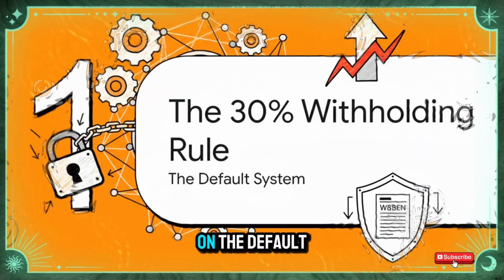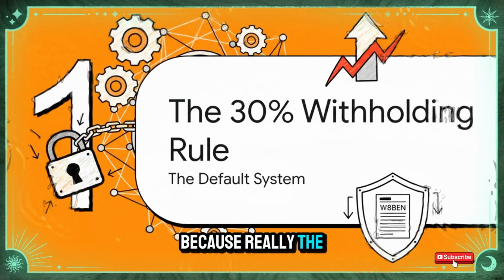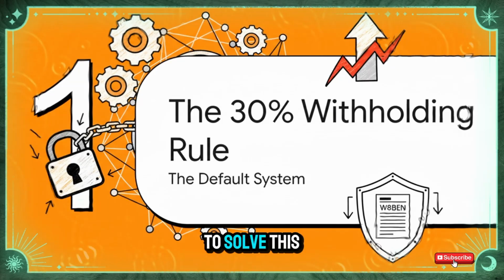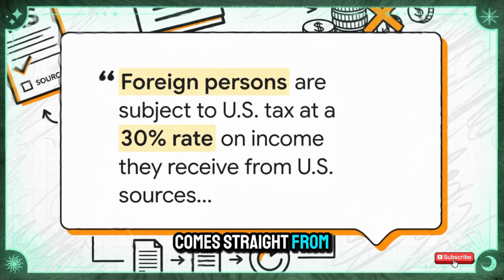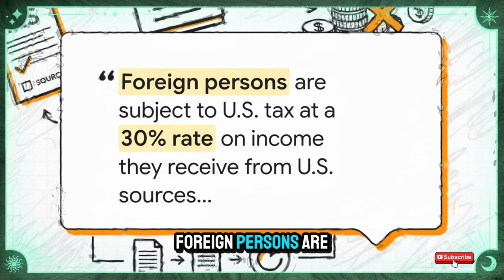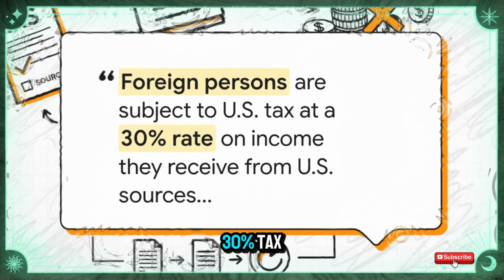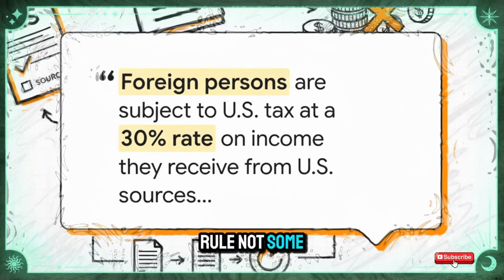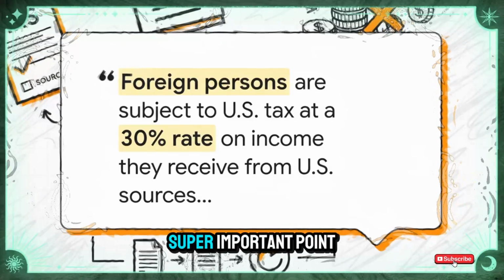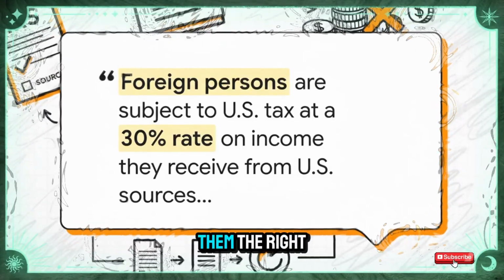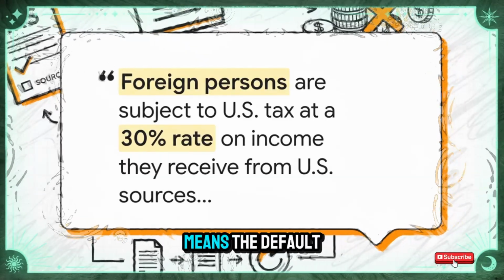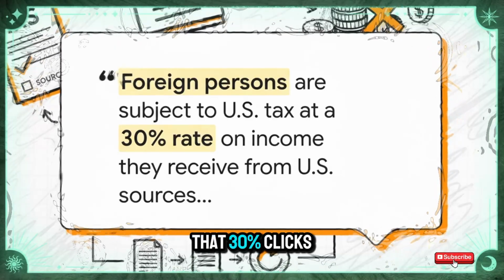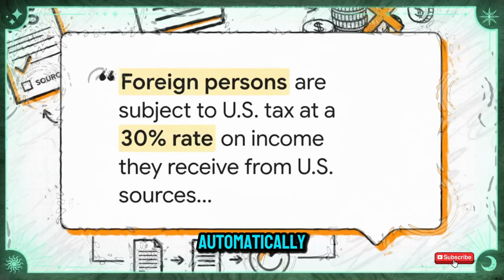We need to get a handle on the default system because really, the W-8BEN exists to solve this one big problem. And look, this comes straight from the IRS instructions. They lay it out plain and simple. Foreign persons are subject to a 30% tax. This is the rule, not some kind of weird exception. And here's a super important point. Failing to give them the right paperwork isn't a penalty. No, it's simpler than that. It just means the default rule, that 30% clicks right into place, automatically.